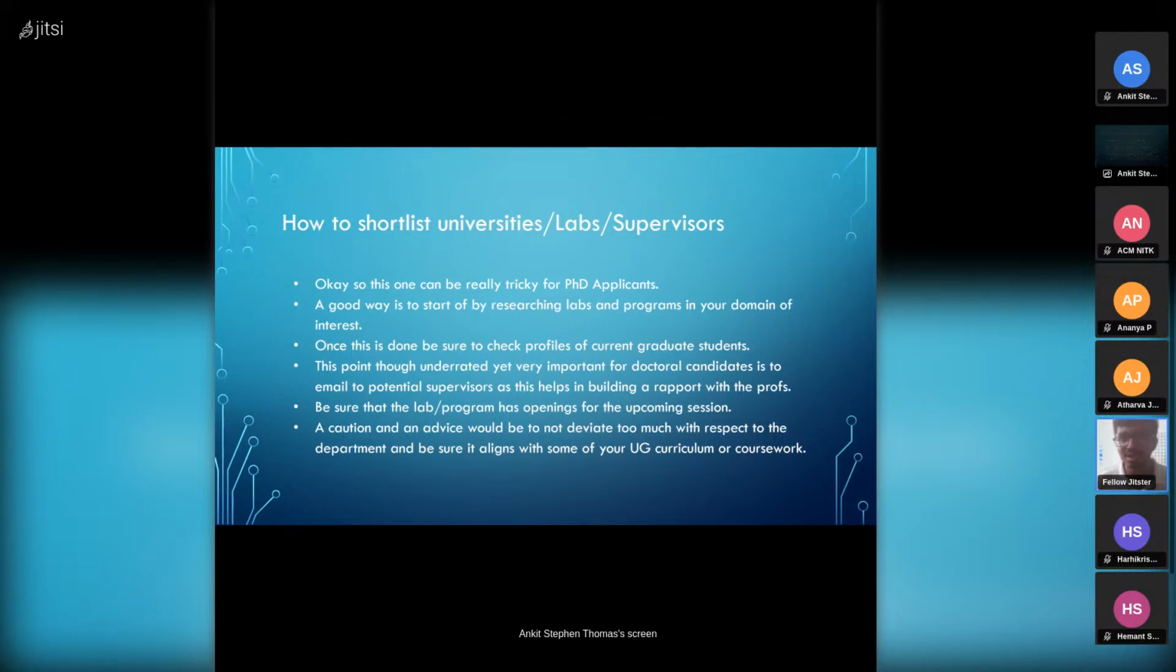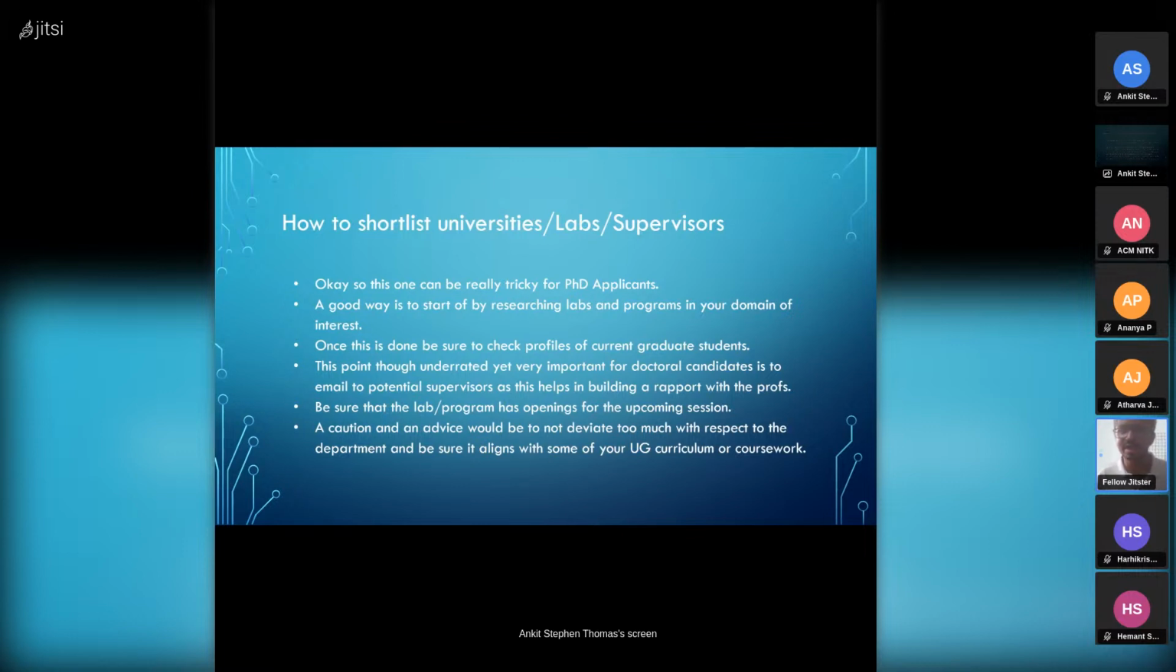Moreover, you could also check on profiles of the current graduate students who are there in these labs. Often it is seen that a lot of interdisciplinary work goes on. So it's better to just check on the profiles of the current graduate students in the research labs. And a good way to get in touch with the labs or universities is to write to the professors. So this is an additional step that I would recommend to all PhD applicants.